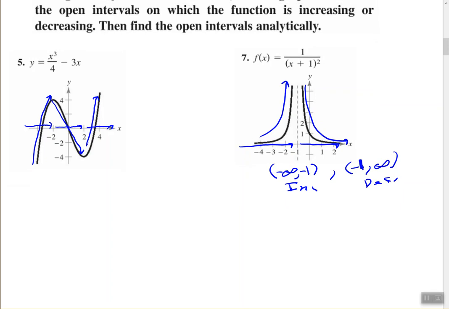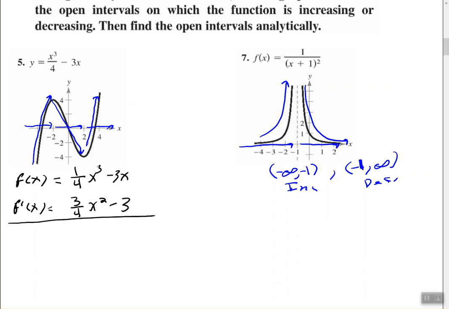All right, so let's go back to number 5 and look at this analytically. The first thing we want to do is rewrite this function as 1/4 x to the third minus 3x. And then we want to find the first derivative so we can find our critical values. So 3/4 x squared minus 3. We set the first derivative equal to 0 to find the critical values.